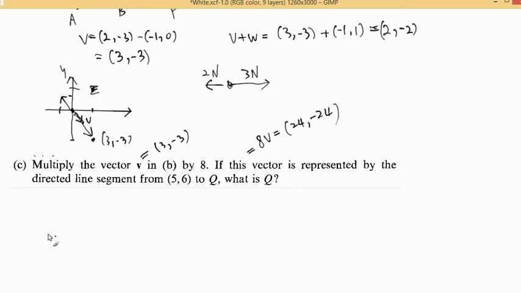So here's 5 comma 6, and here is 8 times v, right? And what is Q? Here's a Q, and here's a P. They gave you P, 5 comma 6, and there's a Q unknown, but this directed vector from P to Q is supposed to be the same vector as 8 times v, which we have just calculated. I hope that question makes sense. We have a displacement vector given by 8 times v. Your initial point is 5 comma 6. What is your terminal point?